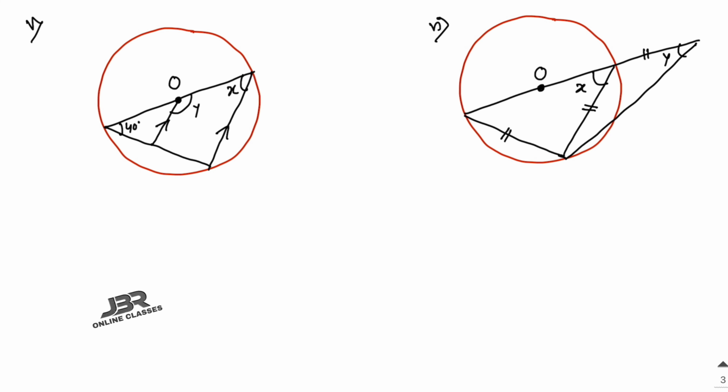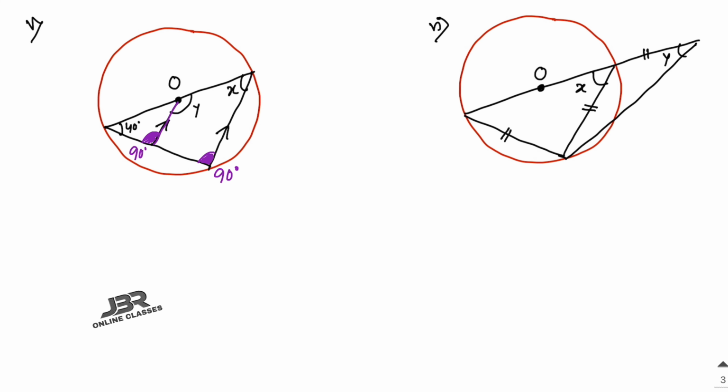Now next, the fifth one. Here this angle equals 40 degrees, O is the center, and these two lines are parallel to each other. So as these two lines are parallel, and if this angle equals 90 degrees, because it lies on the semicircle, then definitely this angle also equals 90 degrees, as these two lines are parallel lines. Okay, that means corresponding angles.